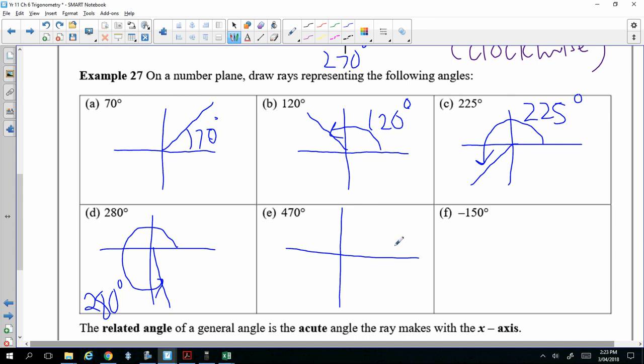All right, 470. Okay, what's 470? Go 1 revolution, and where would you end up? Oh my god, spiral. You end up here, I think. Because if you do 470 minus 360, you still have 110 left, isn't it? So it ends up here, right? 470.